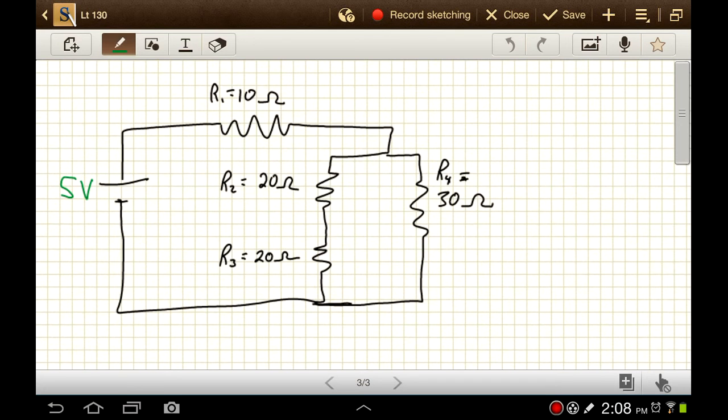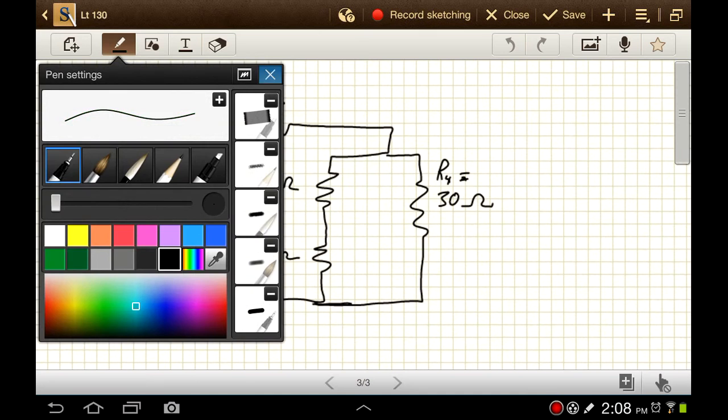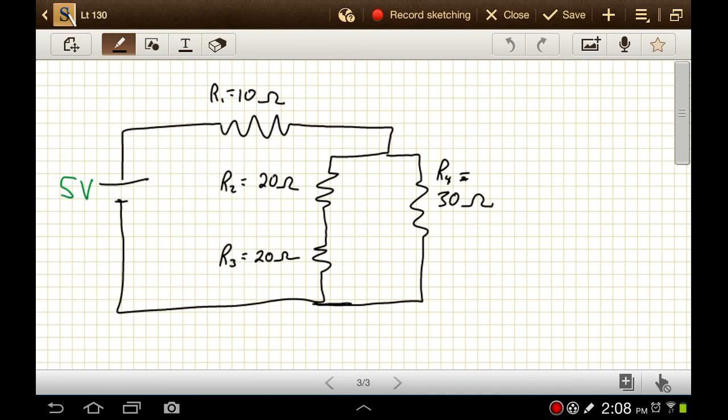So, remember, the general process here is we combine resistors and redraw as we go. So we need to find resistors that are either just in series or just in parallel. And so I see that R2 and R3, those are just in series. And so for series circuits, we just add the values together. So these two have an equivalent resistance of 40 ohms. So let's redraw it like that. So that now is 40 ohms.